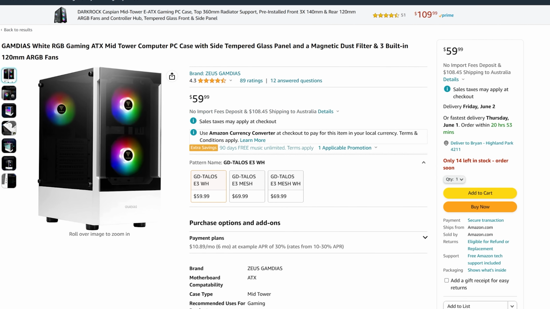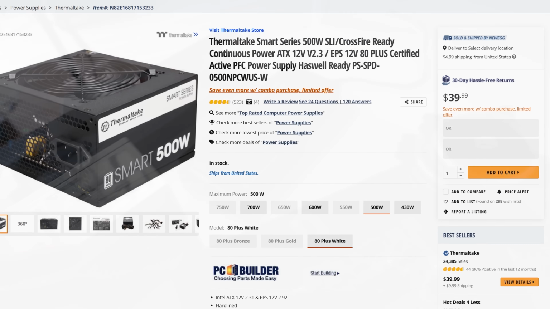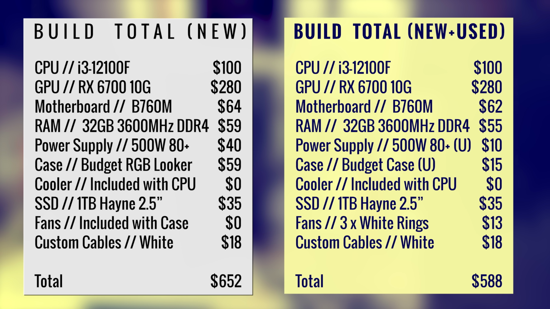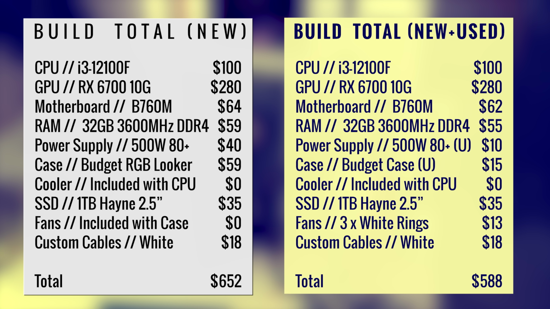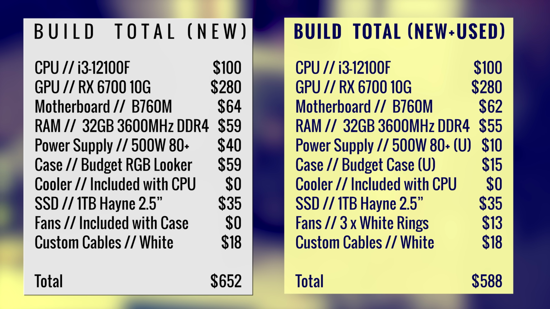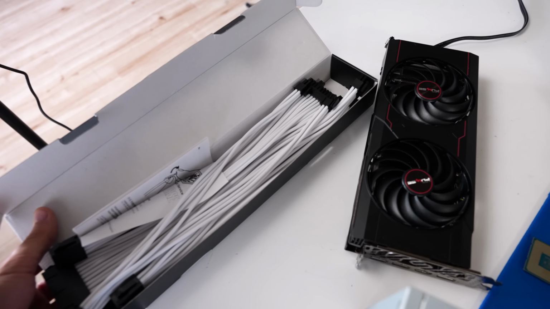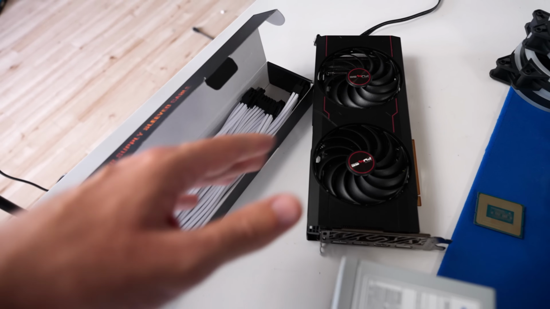Though Tech Yes City, I always love looking out for bargains, whether it's on the new market or the used market. And I got this case for $15 as well as this power supply here. It's a 500 watt FSP for $10. So that's going to be saving me quite a bit of money on the total tally. And then we're also going to be spicing up this build with some custom white sleeve cables, which you'll notice I put in the total build tally there.